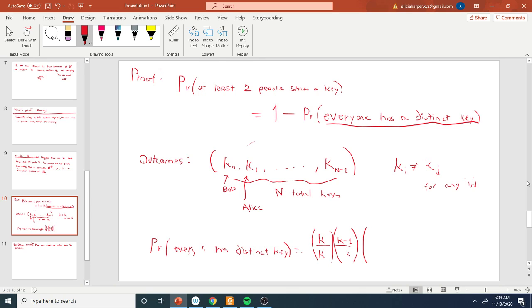And now the next person after, who chooses k2, let's say that's Steve, has to choose a key that dodges whatever choice that Bob and Alice both made. So he has k minus 2 choices. And so the probability that he selects one of those k minus 2 keys is basically k minus 2 divided by k. And you can see how the pattern goes. And you keep going until you get to k minus n minus 1, all divided by k.